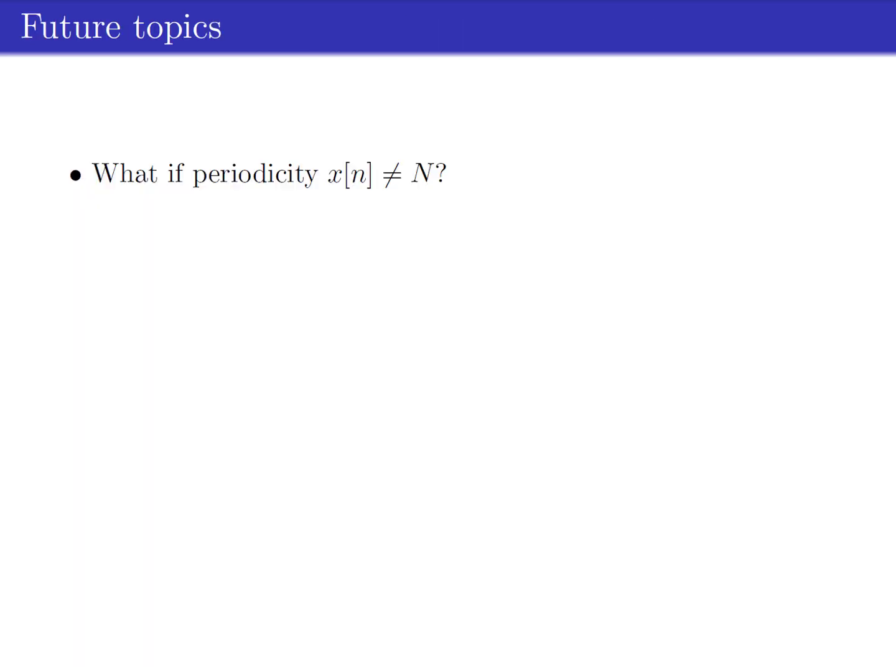In this video we've shown how the DFT works. Some topics that will be discussed in follow-up videos are: what happens if the periodicity of the signal samples xn is not equal to the DFT length n? Furthermore, we will see what happens if we calculate the DFT of a signal that's not periodic.